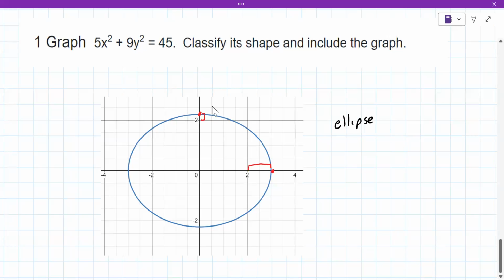All right, so I would include the graph like they're asking for, and you just have to classify the shape. Say it's an ellipse. Nothing more to do on that one.